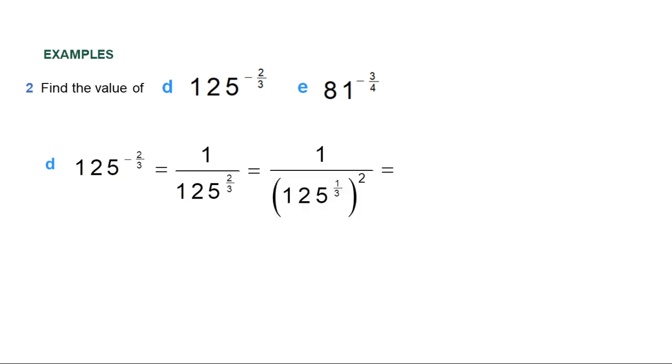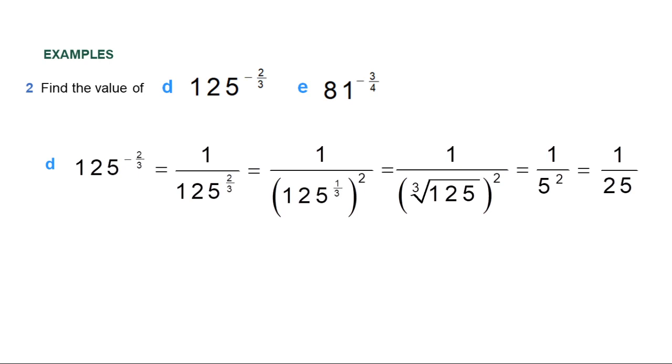Okay, and 125 raised to the power of 1 over 3 is cube root of 125. Then you raise it to the power of 2. That will become 1 over, what is cube root of 125? It is 5. So 1 over 5 squared. And 5 squared is 25. Thus, our answer will become 1 over 25.